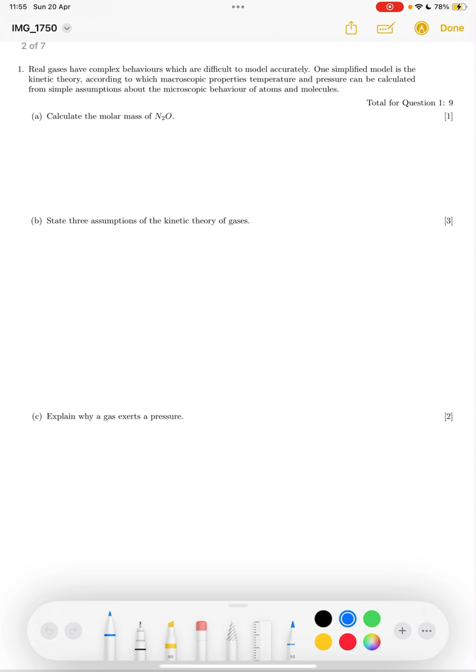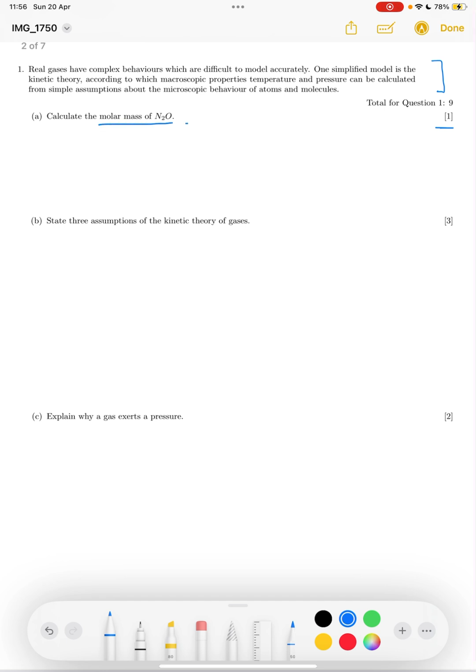All right, so real gases have complex behaviours which are difficult to model accurately. One simplified model is the kinetic theory, according to which macroscopic properties, temperature and pressure, can be calculated from simple assumptions about the microscopic behaviour of atoms and molecules. It's very wordy. The actual question is here. Calculate the molar mass of N2O. This is 1 mark. It's also mathsy, so you should be able to do this straight away.